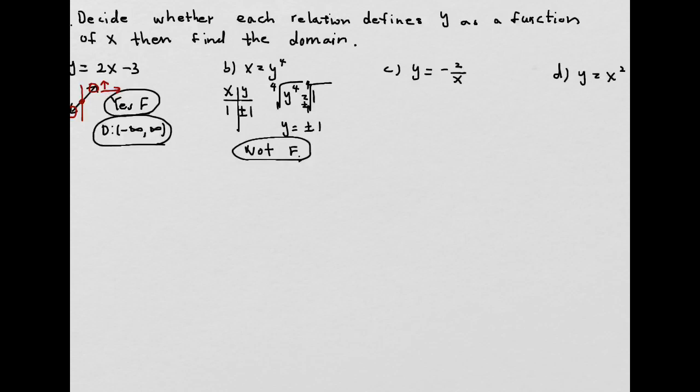And if we wanted to find the domain, let's see. Do we have any restrictions to pick any numbers here for x? No, not really. We don't have any restrictions on this one. Right? No restrictions. So your domain is going to be all real numbers.